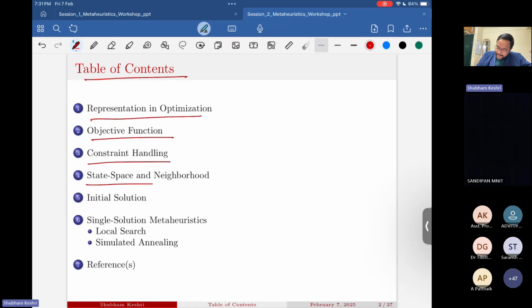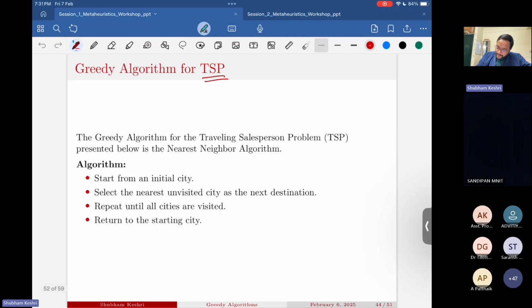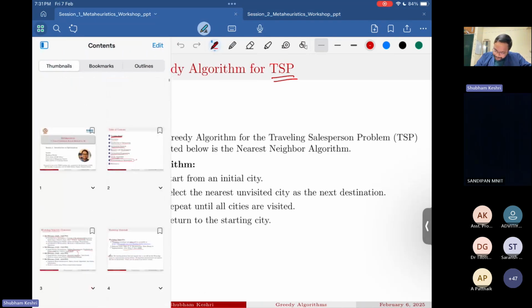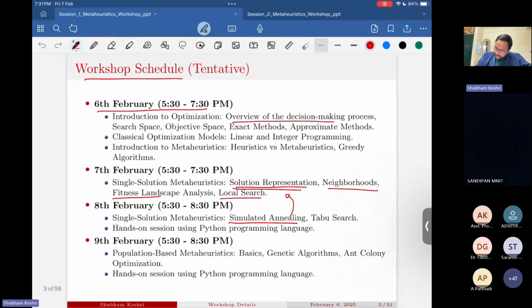Objective function, constraint handling, state space search and neighborhood, initial solution, single solution based meta heuristic, local search. If we come over here, the plan of the workshop. So this was the plan of our workshop. Simulated annealing and taboo search we will discuss tomorrow, and then we will perform hands-on using Python programming.